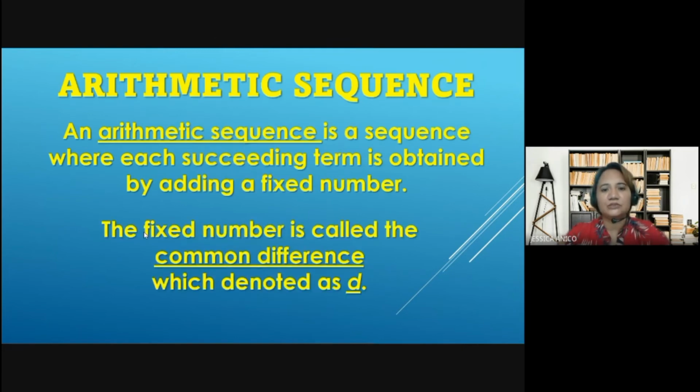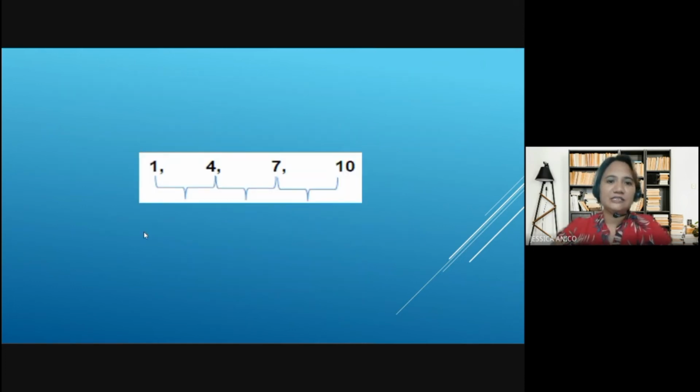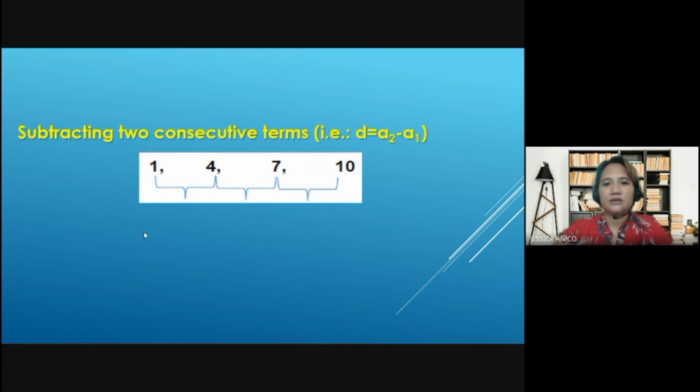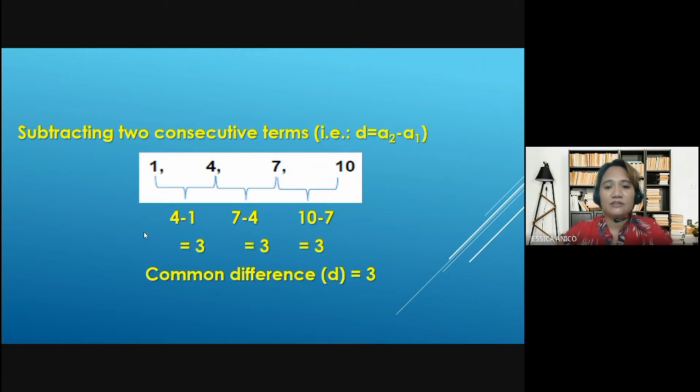The fixed number is called the common difference, which is denoted as small letter d. I have here a sequence which has 1, 4, 7, and 10. In getting the common difference of an arithmetic sequence, we will subtract two consecutive terms. Subtracting the two consecutive terms such as 4 minus 1, 7 minus 4, or 10 minus 7, we can get a difference of 3. And we can say that the common difference is 3.